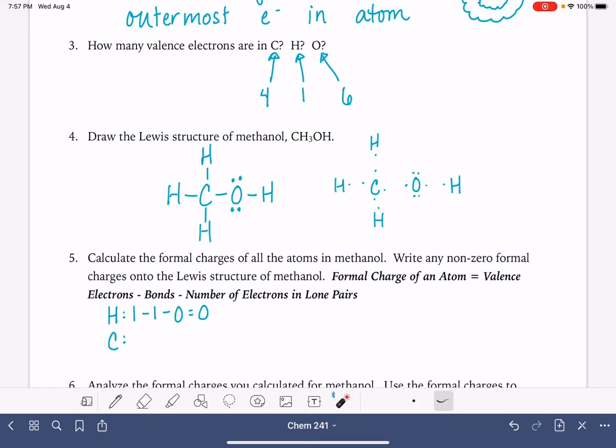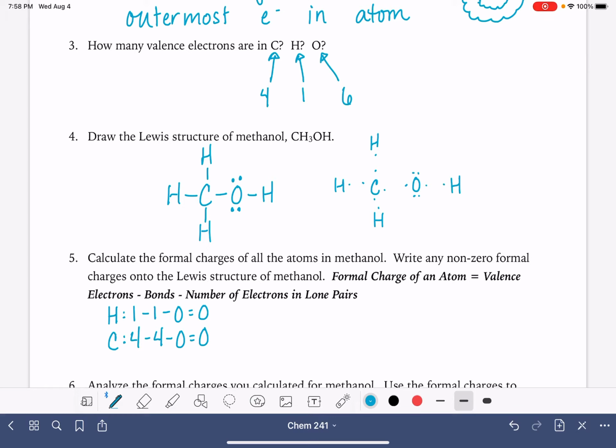For carbon, let's do carbon next, right here. Carbon has 4 valence electrons. From that, we want to subtract the number of bonds around the carbon atom. So looking at the carbon atom, there's 1, 2, 3, 4 bonds. And we also want to subtract around the carbon atom the number of electrons that are in lone pairs. This carbon atom has 0 lone pairs, so that's a formal charge of 0.